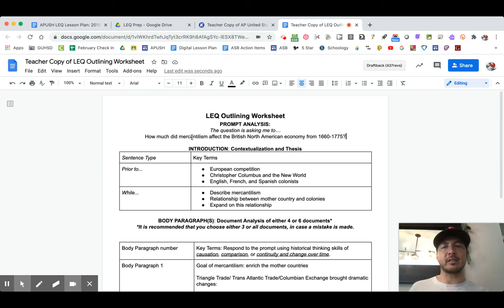Going back to the evidence, if we just talked about evidence that related to mercantilism and related to the economy, hey, we get our point. It relates. But if you actually have evidence that talks about how it affects the economy, now we're moving into those bonus points. At least that's how I believe.